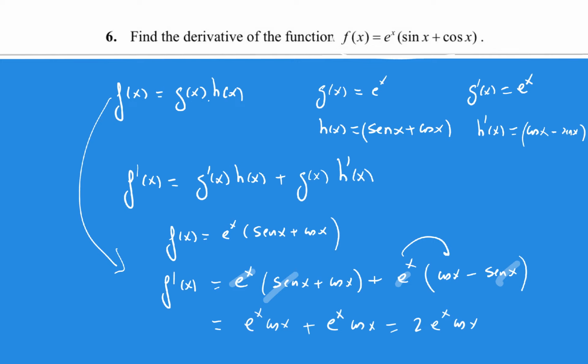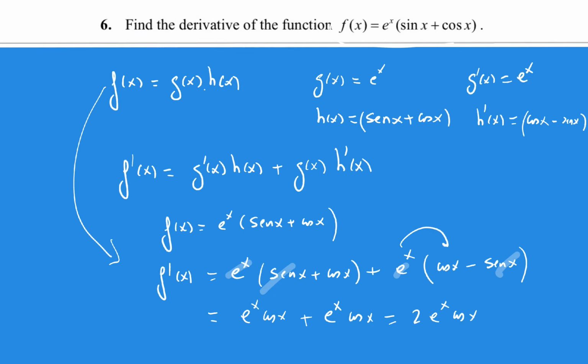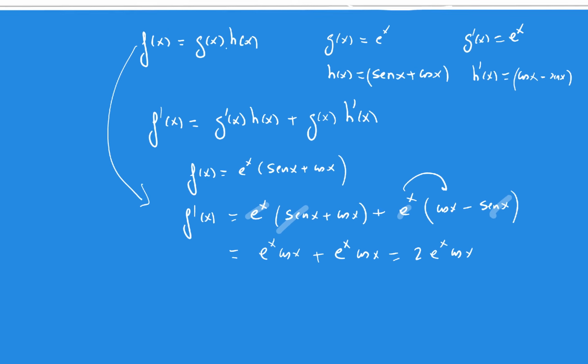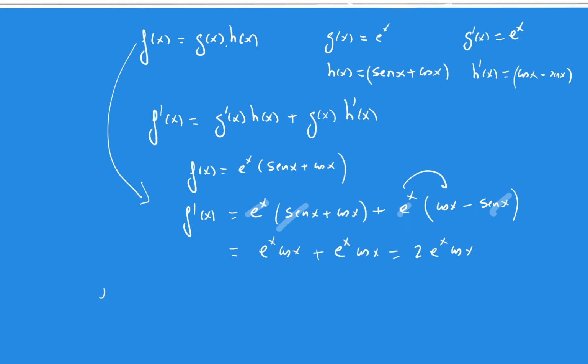Of course, you can do the same problem in a different way. You can say, for example, if f of x is equal to e to the x times sine of x plus cosine of x, that means that f of x is e to the x sine of x plus e to the x cosine of x. And you can do the derivative of the sum of two functions. But there is a product here, and now it's longer.